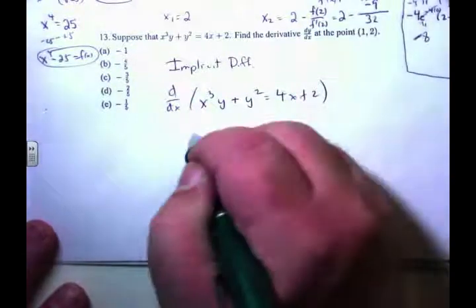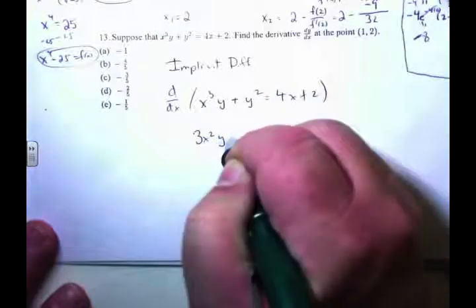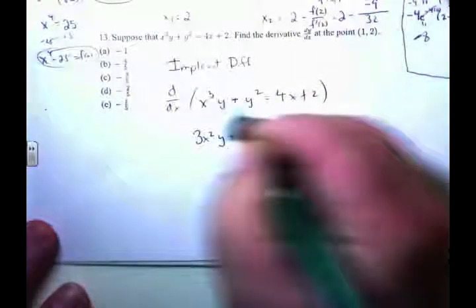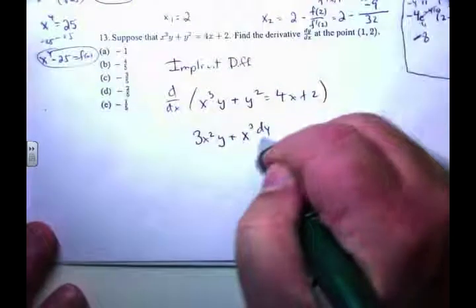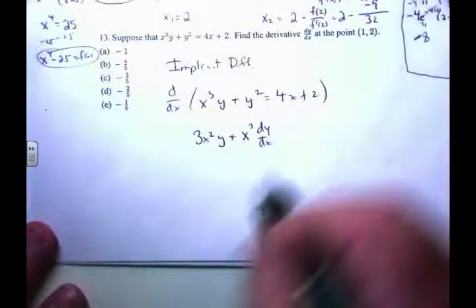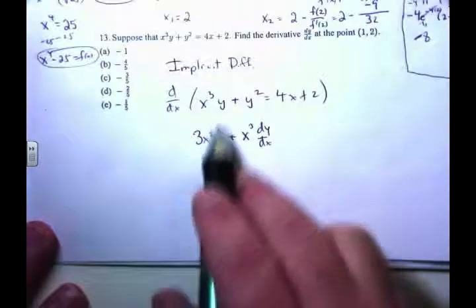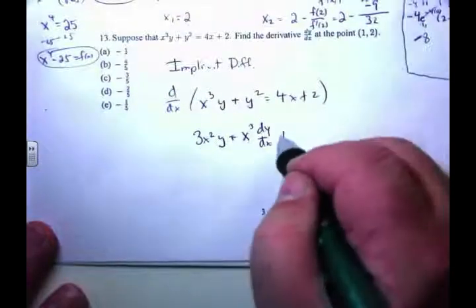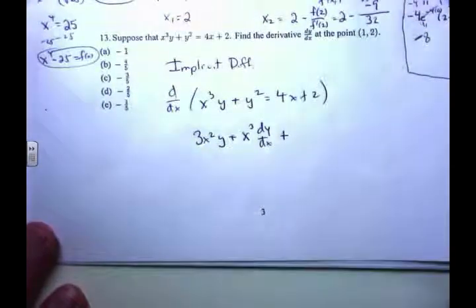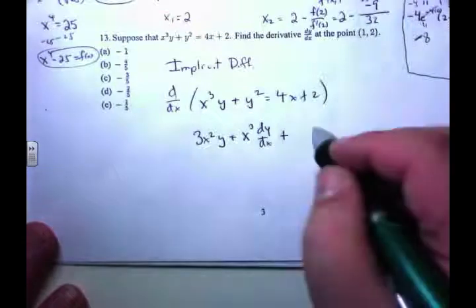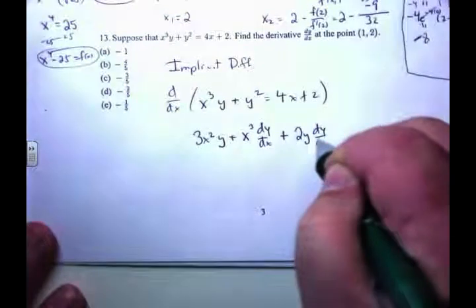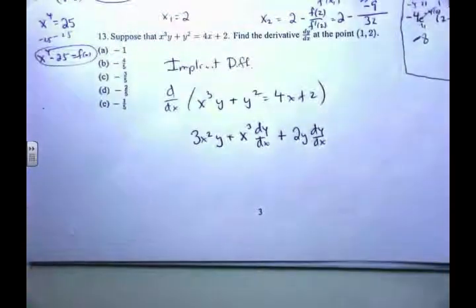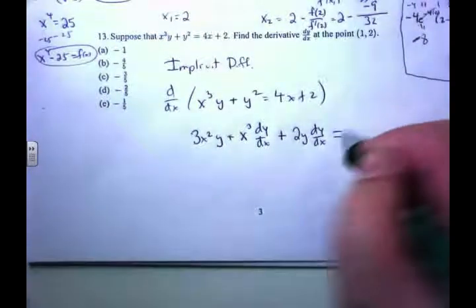That's a product. I'm going to use the product rule. Derivative of the first times the second plus the first, x cubed, times derivative of the second. What's derivative of y? That's 1 dy/dx. Plus y squared by himself. What's derivative of y squared? Well, derivative of y squared is 2y what? dy/dx. Every time you take derivative of y, you've got to tack on that times dy/dx.